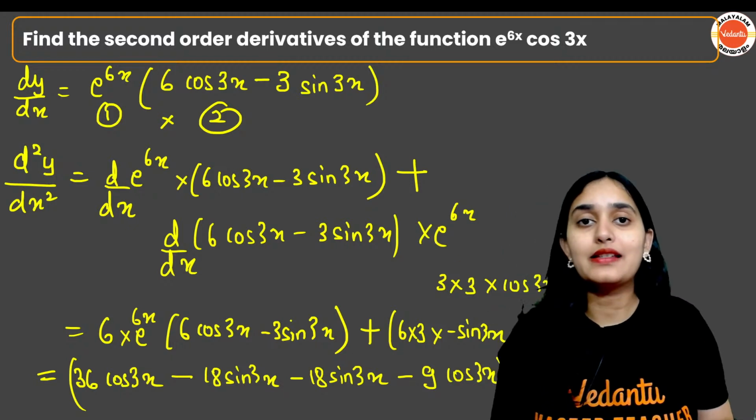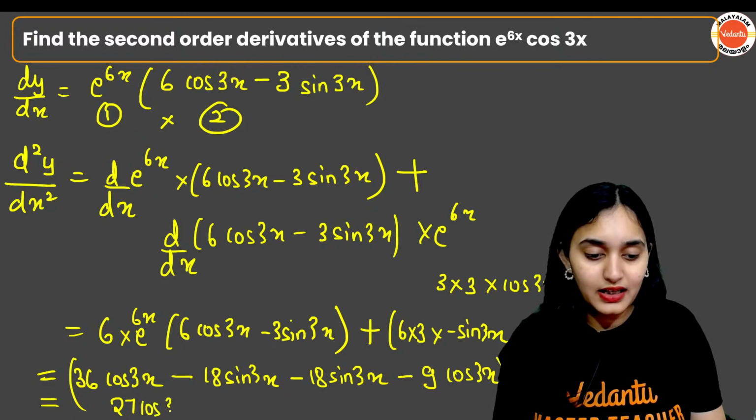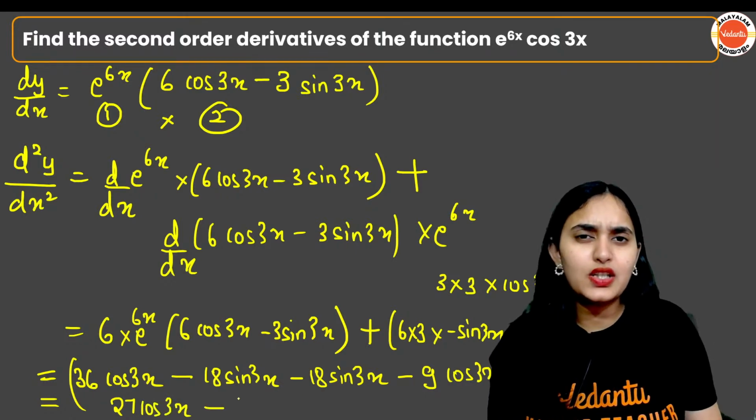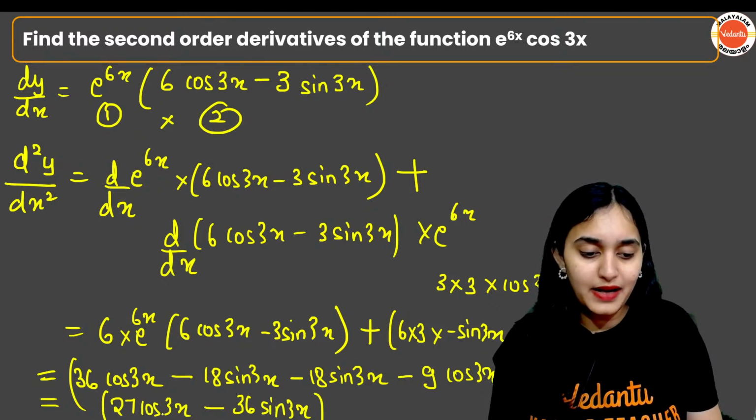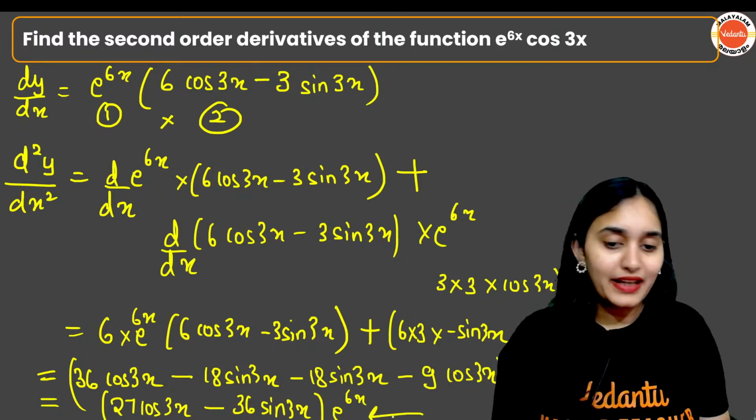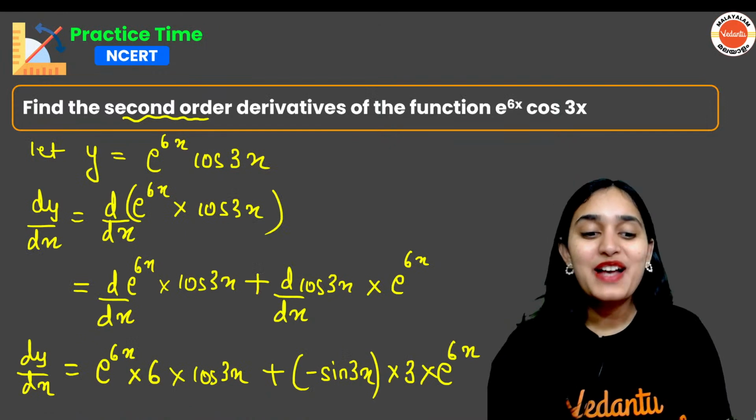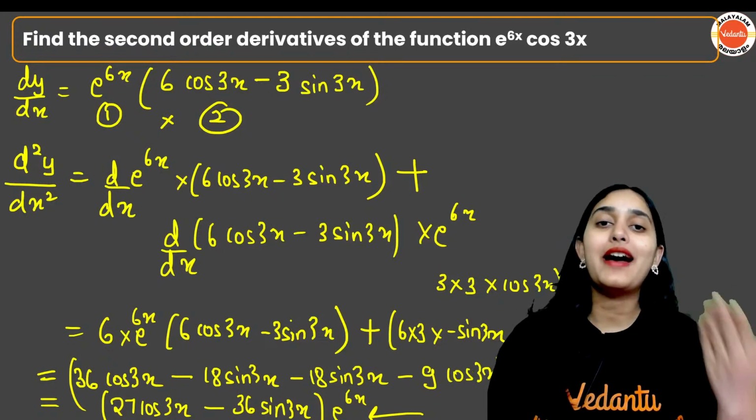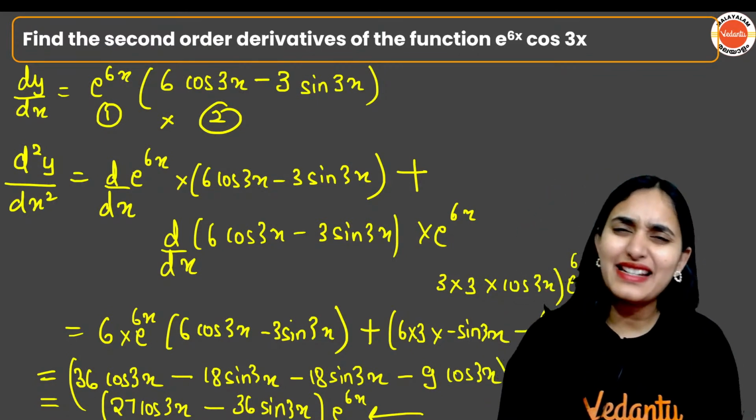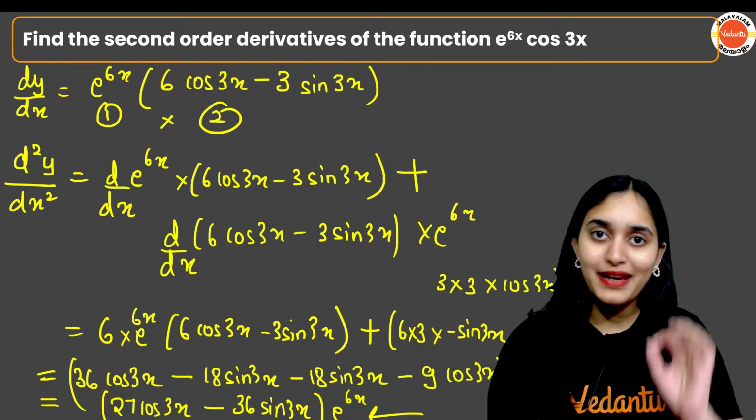Now 36 minus 9 is 27. So we get 27 cos 3x minus 36 sin 3x, whole multiplied by e to the power 6x. This is my answer. A very, very lengthy problem, and that's the solution for it. So basically, first you have to find the first order derivative, then you differentiate it again to find the second order derivative. That's a very simple procedure. It can be lengthy, but the concept remains the same. The basic understanding remains the same.